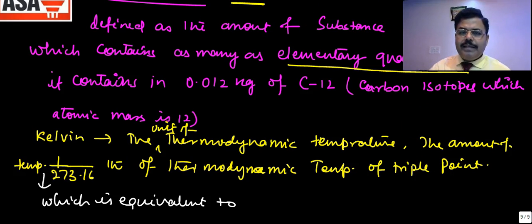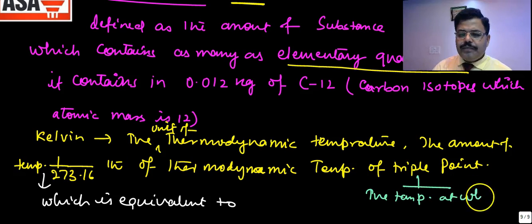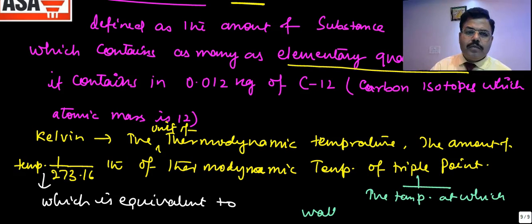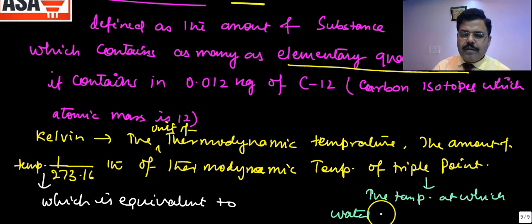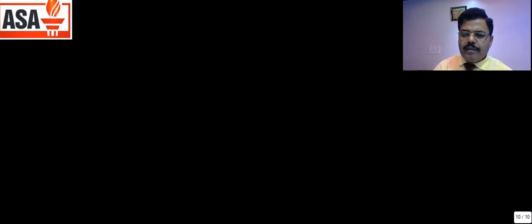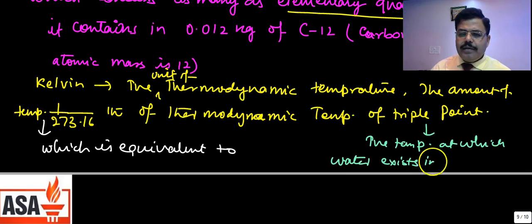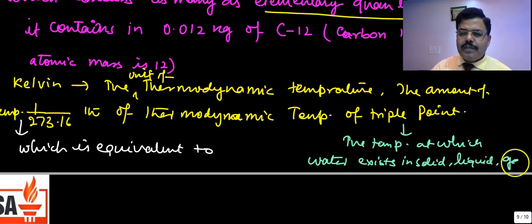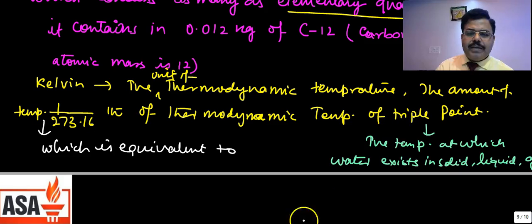What is triple point? Let me explain this. Triple point is the temperature at which water exists in all three states of matter, in solid, liquid and gas. That is called triple point. So the thermodynamic temperature where this triple point exists, that amount of temperature is the thermodynamic temperature, and 1 by 273.16 of that temperature is called Kelvin and it is denoted by K.